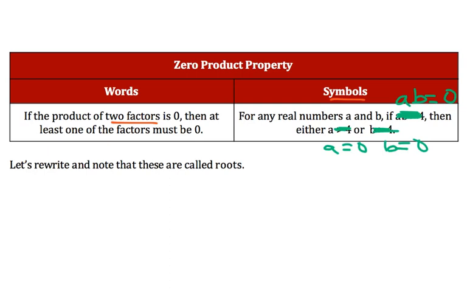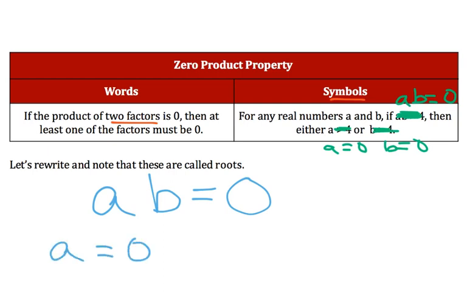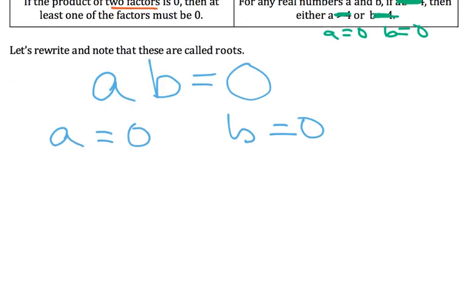Below here I say, let's rewrite this. Let's rewrite that the product of some number times another number, if the product of those two numbers is 0, then either a has to be 0 or b has to be 0. So get that written down in that space below.